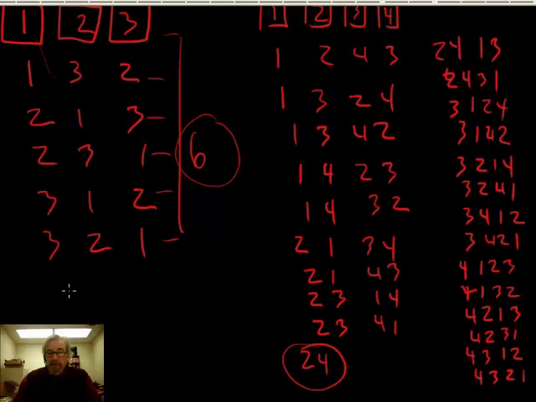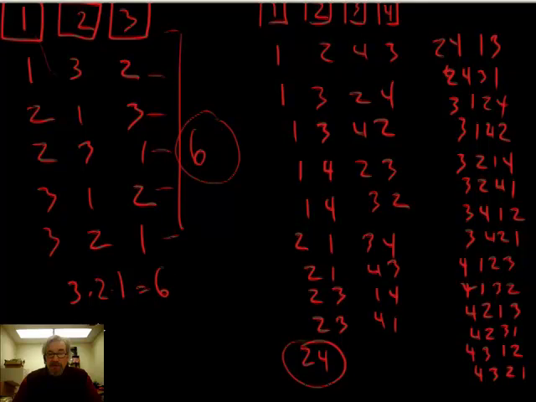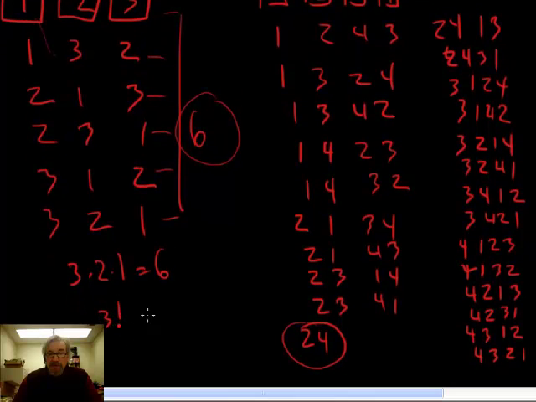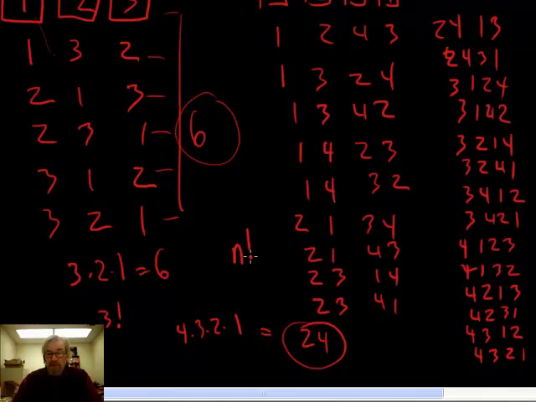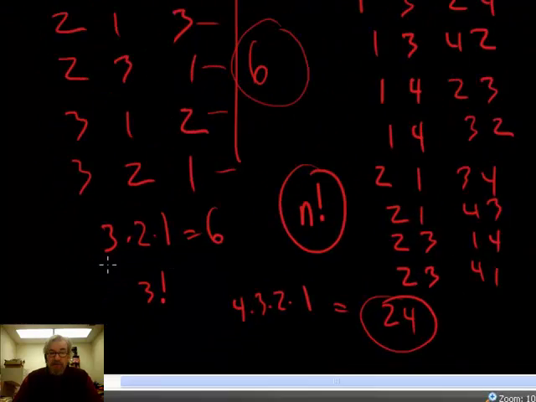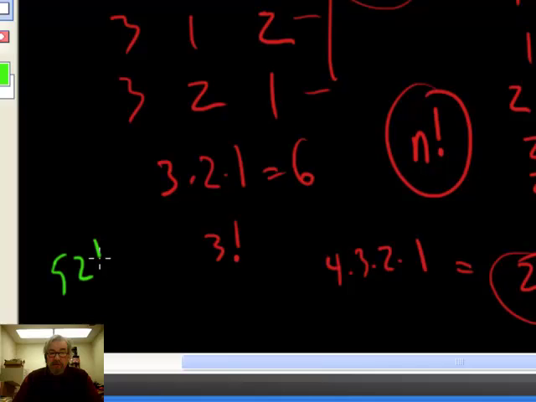Well, if I think about 3 times 2 times 1, that's equal to 6. So we could say that 3 factorial is the number of possibilities. Does that hold true here? What's 4 factorial? It's 4 times 3 times 2 times 1. Well, 3 times 2 times 1 is 6, times 4 is 24. And so the answer is, if you have n cards, you're going to have n factorial different possible ways of arranging it. So imagine now that you have 52 cards. There are 52 factorial different ways of arranging a deck of cards.